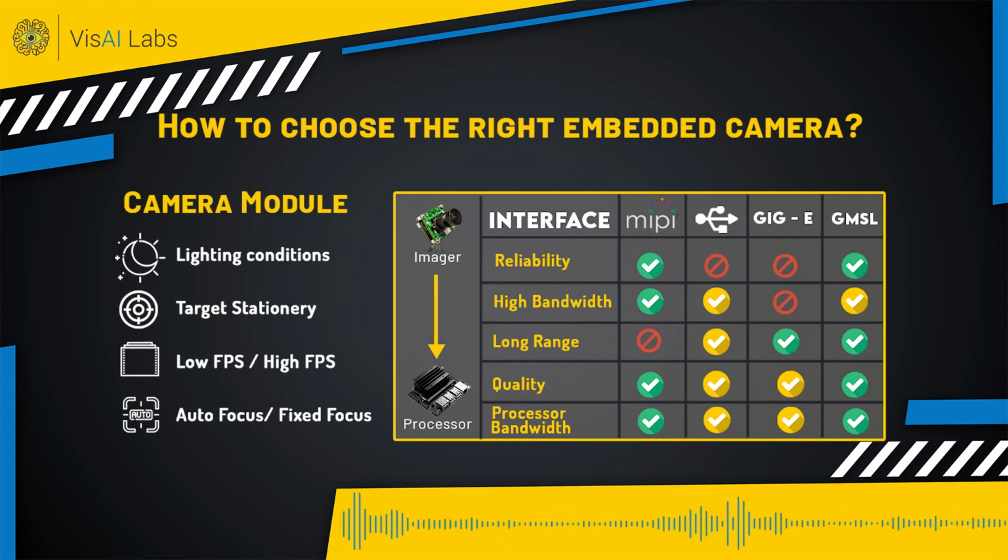GigE is the next one on the list. If you are looking for a longer cable length, then GigE would be the best choice. It can go for several meters, but the thing is, it cannot support higher bandwidth. GigE cameras will always provide an H.264 encoded stream, so the quality may not be good enough for the application. GMSL is a SerDes method for transferring data over a longer cable.